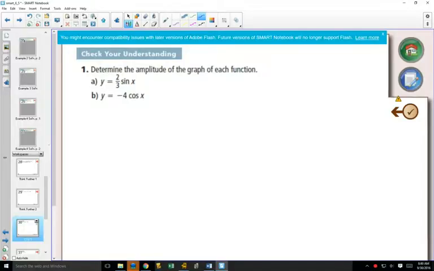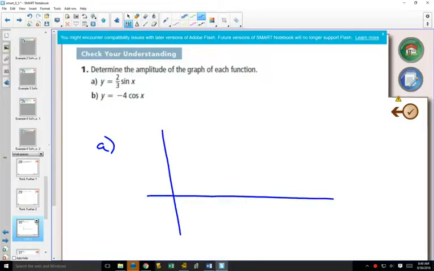So the question says just determine the amplitude, but what we're going to do for each of these is graph them as well, because we're going to start practicing our graphs, and the answer to the question is going to come easily once we've graphed it. So if we were going to graph y equals 2/3 sin x, we're going to multiply our y values by 2/3. Now, a couple of things about graphing sine and cos.